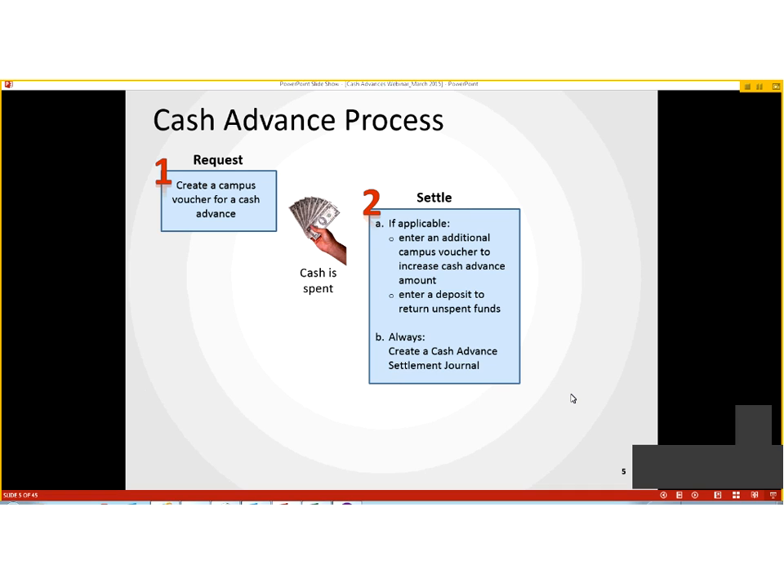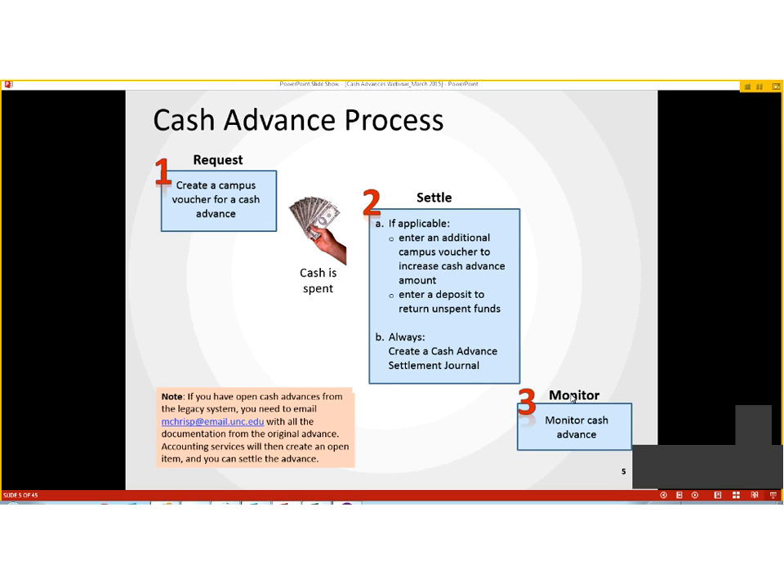So that's the key change here. Before today, to settle the cash advance, you were entering in another campus voucher. Now, instead of the campus voucher, you're going to be entering a campus journal under the GL navigation to settle the cash advance. Okay, so we're going to walk through those procedures today. And then, of course, you can monitor your cash advances, and we'll talk about how you can do that as well.